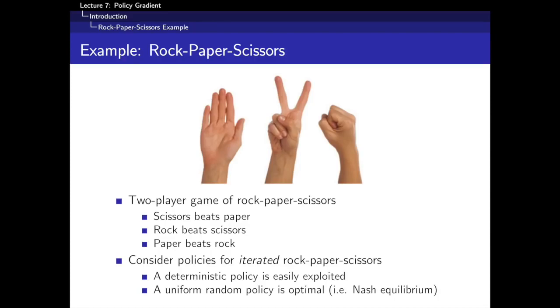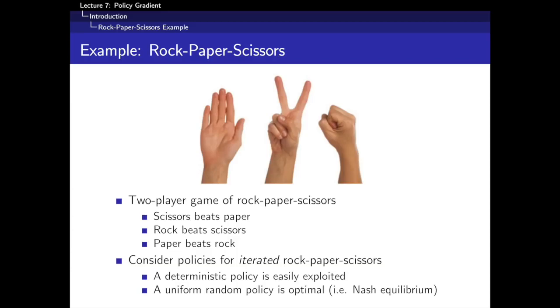So the first example is rock, paper, scissors, or Roshambo, or it has lots of different names depending where you're from and how you play this. It's just the game where you show paper, scissors, or stone, and scissors beats paper, rock beats scissors, paper beats rock. If you were to play this deterministically, any deterministic strategy is very easily exploited. If I always play rock, you'll very quickly figure out that you should just play paper, and I'll lose every single time.